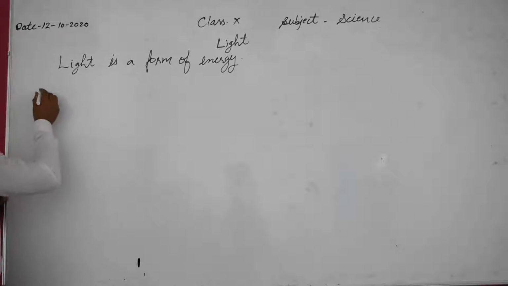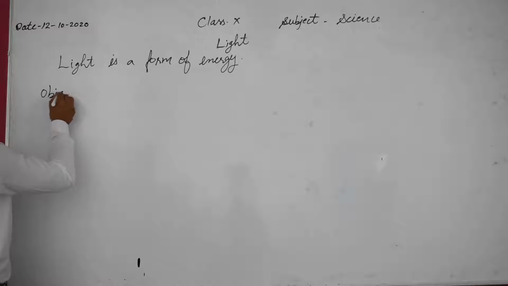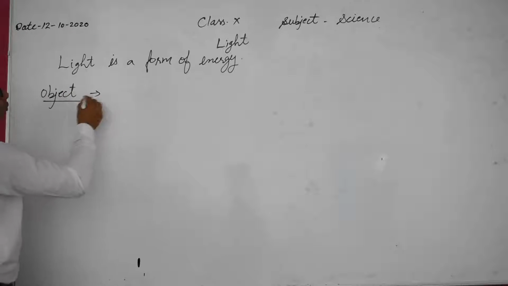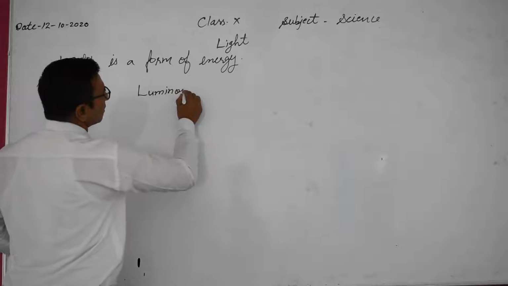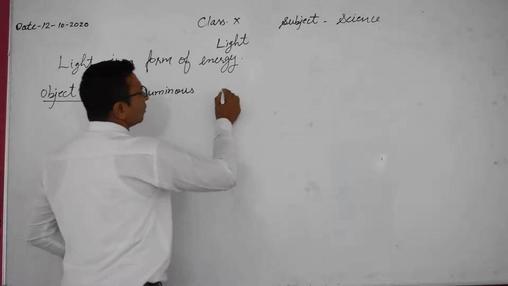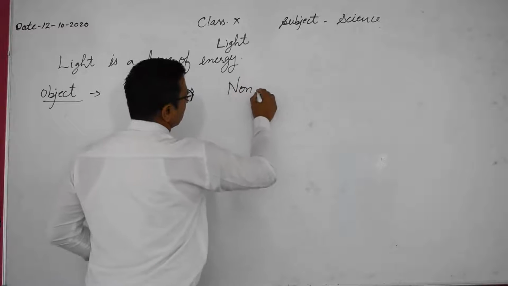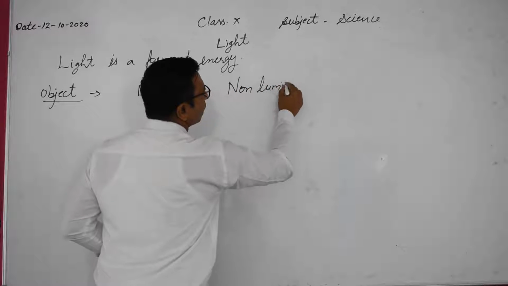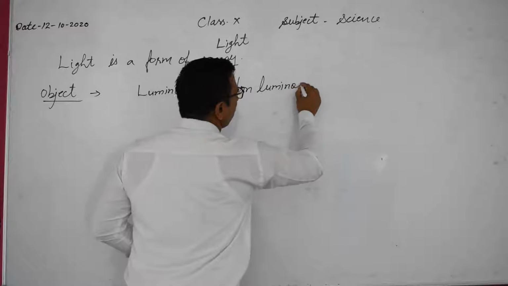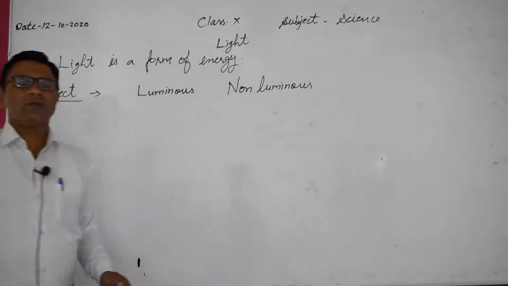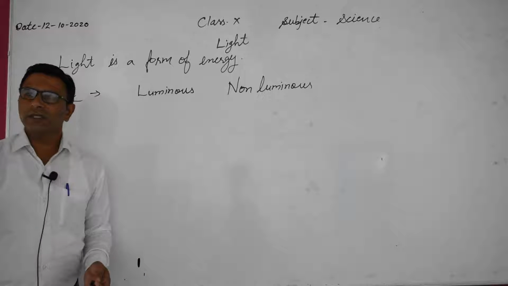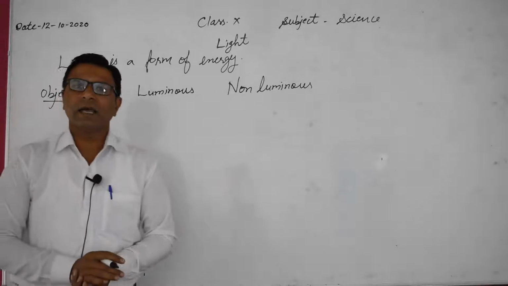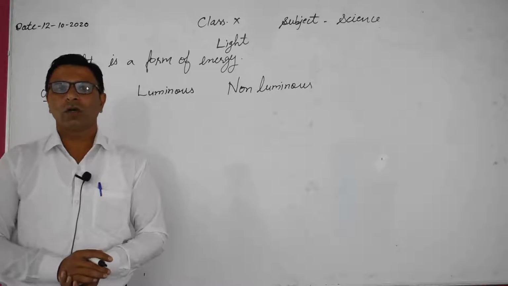So what is an object? Actually we can categorize objects into two types. Number one, luminous object, and number two, non-luminous object. First of all we will know what a luminous object and a non-luminous object are. Luminous objects are those objects that emit light. These are called luminous objects.